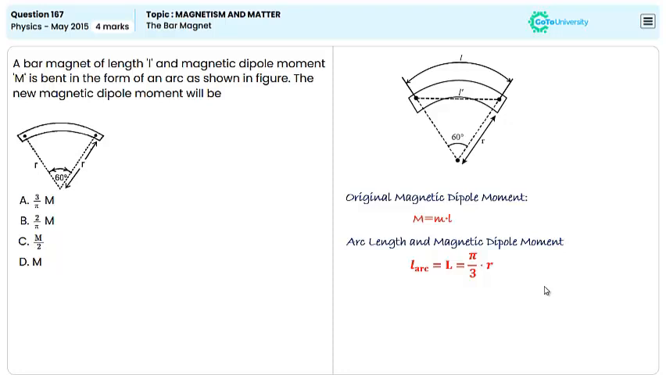The magnetic dipole moment of the arc will be proportional to this new effective length. Given that the original moment M corresponds to a length of L, the new dipole moment M dash can be found by adjusting for the arc length proportionally. So we get M dash is equal to M into 2 by pi. Thus the correct answer is indeed option A, 3 by pi M.